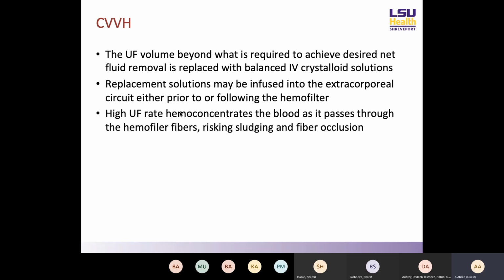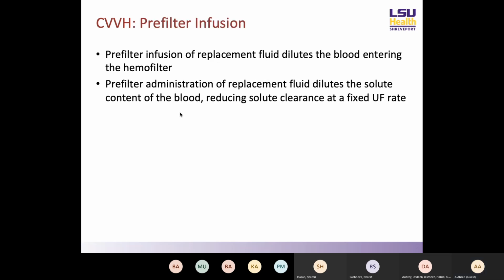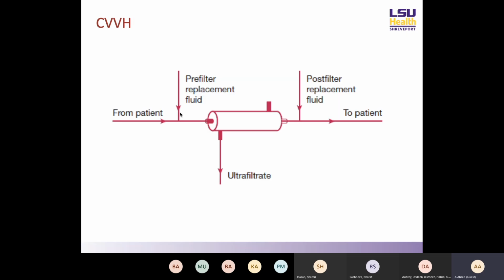CVVH usually involves a replacement fluid, so you can give a balanced replacement fluid. One advantage is you can remove quite a bit of fluid this way, and you can titrate your replacement fluid to get that high ultrafiltration rate. And you can give the infusion either pre-filter or post-filter, depending on what you're trying to achieve. If you give it pre-filter, you'll dilute the solute content of the blood and you can reduce your solute clearance, but you may have better circuit life in terms of keeping the circuit going that way.